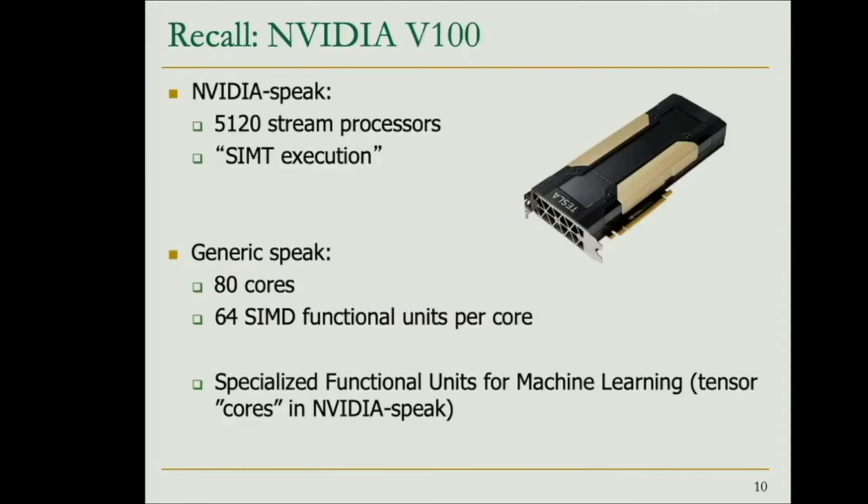Now observe how much the number of stream processors has changed, from 240 to 5,120. A much more powerful thing. The way that they are organized is a little bit different. In the other GPU, we had 30 cores with 8 SIMD functional units per core, and here what we have is 80 cores with 64 of these CUDA cores or stream processors.